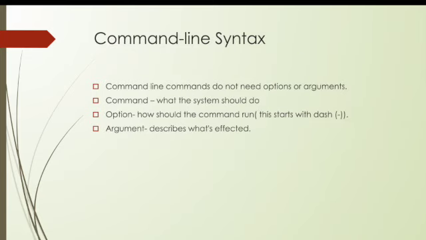And then we have the command line syntax. The command line commands do not need options or arguments. So what is a command? A command is what the system should do. And what is an option? An option is how the command should run. This usually starts with a dash. And what is an argument? An argument describes what's affected.